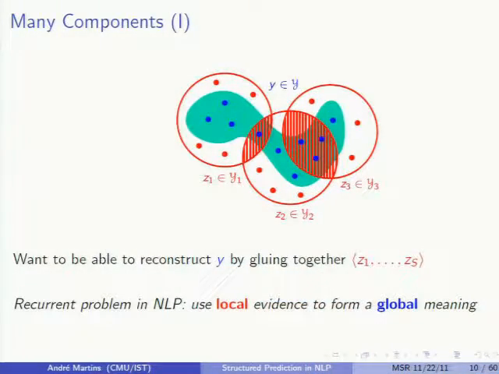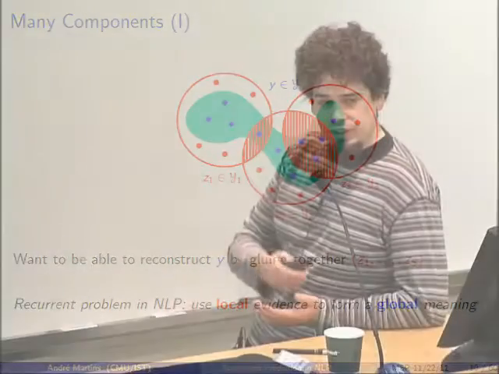I'm arguing that this is a recurrent problem in NLP, in which we want to use some local evidence, and we want to glue everything together and form a global meaning that is consistent and collects all this local evidence. Yes? I'm trying to understand this overlapping term. One thing is to say that they agree on the overlap. It's different to say that there exists a Y, so that if you view it from the Z3 direction, you will see that, and from Z2, you'll see that. So are you explicitly saying that it's just that the overlaps agree, or do you mean that also there exists a Y so that the projections will be exactly Z1, Z2, Z3? Yeah, that's the second thing that you mentioned. I'm assuming that all the Z's should be consistent in a way that there exists some well-defined Y that collects all this information from the different views.